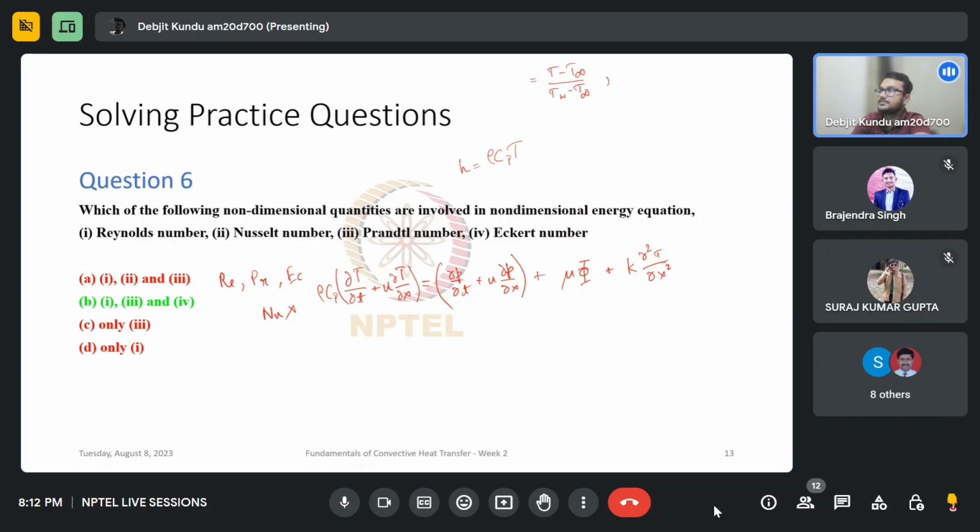So non-dimensional temperature, we will write in this way. Non-dimensional velocity, we will write as U over U infinity. Then non-dimensional pressure, we will write as pressure over rho U infinity squared. Then, okay, let's for a second forget about the viscous dissipation term.